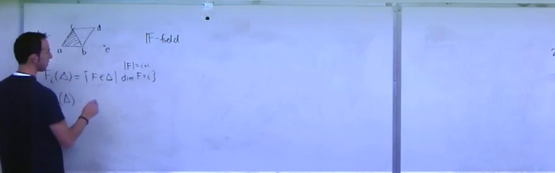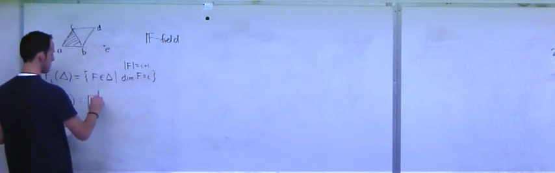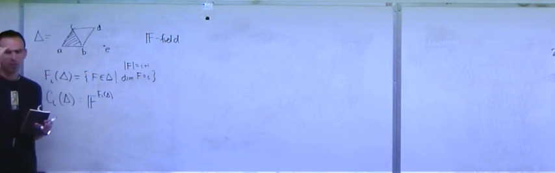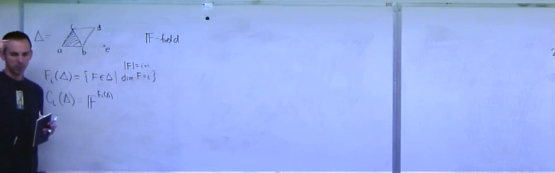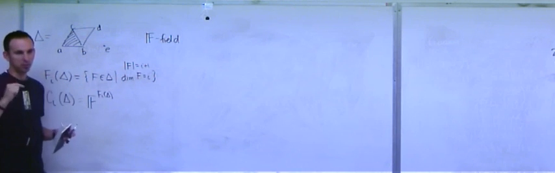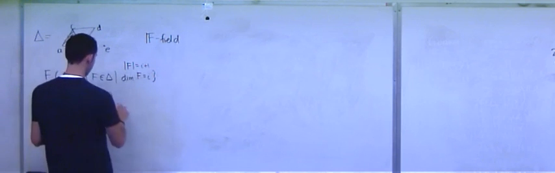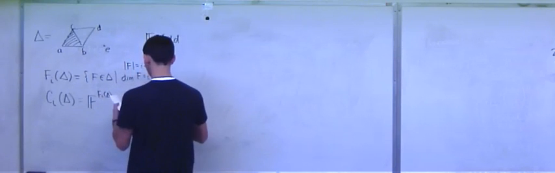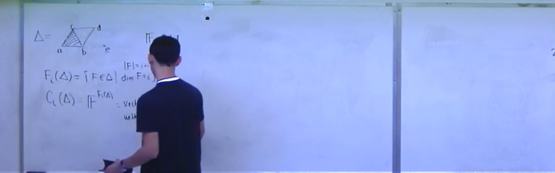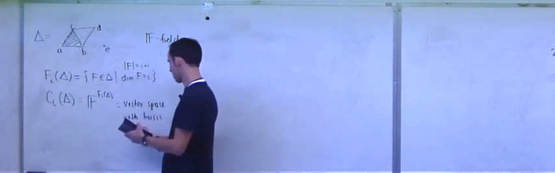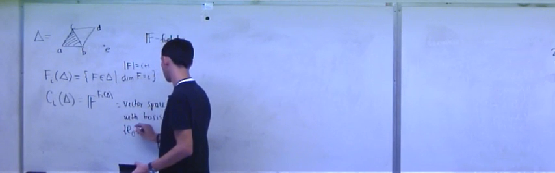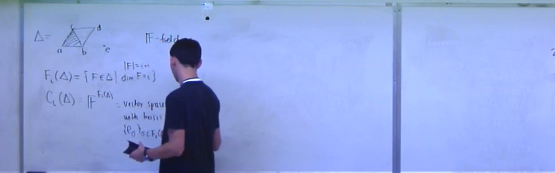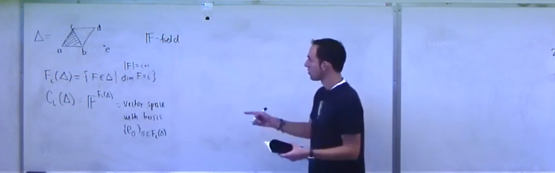So I can just think of it as F to the F_i of delta. You can think of this as column vectors, where for every i-face, you assign a number. Okay? So this is a vector space with basis, call it e_sigma, over the sigmas in F_i of delta.